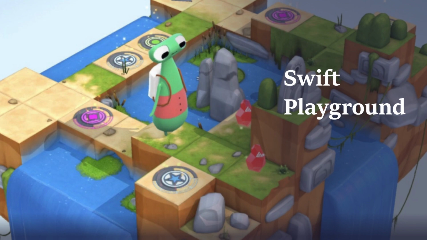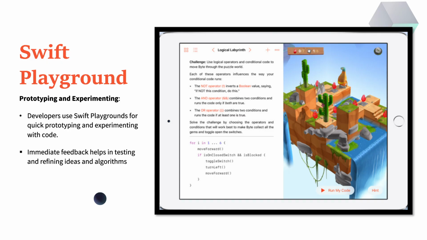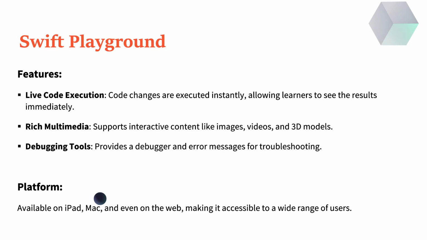Let's talk about Swift Playground. Swift Playground is a place where you can code and practice your code in the Swift language. It helps with prototyping and experimenting. Developers use Swift Playgrounds for quick prototyping and experimenting with code. Swift Playground uses live code execution, rich multimedia, and debugging tools, and it's available on platforms like iPad, Mac, and even on the web, making it accessible to a wide range of users.